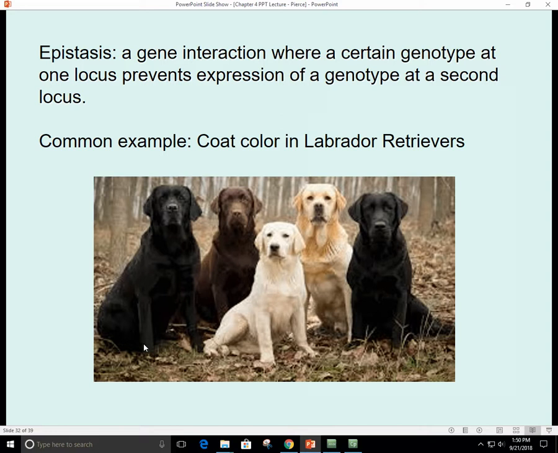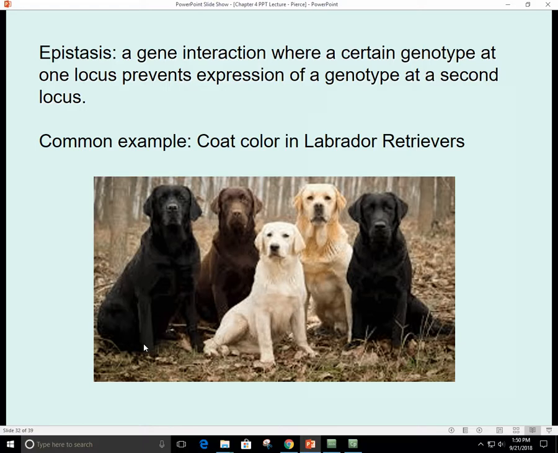An extension of this is called epistasis. Epistasis is a type of gene interaction where a genotype at one locus completely prevents expression of a genotype at the second locus. Remember, the locus is the location. So one gene, and not just the gene itself, but the particular genotype of that gene has the ability to completely block expression of another whole genotype.